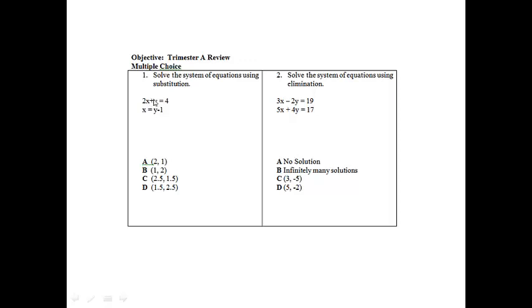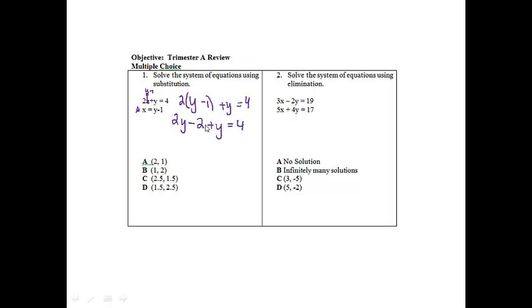All right, so if it says to use substitution, I'm going to take the x, put a little star by that one, and then we're going to come up here, and instead of the x, y minus 1 is going to go up in its place. So I'm going to have 2 parentheses, y minus 1 plus y equals 4. I'm going to distribute, so I'll get 2y minus 2 plus y equals 4.